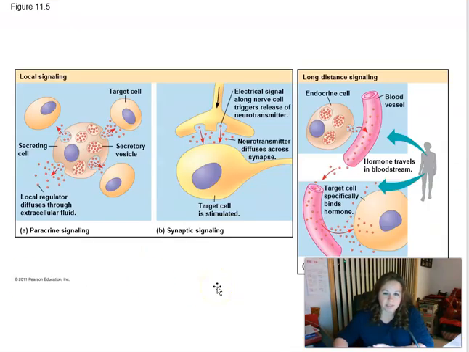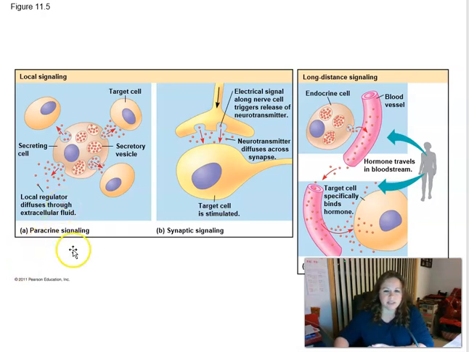If it does, then we would say that that cell is a target cell. Let's look at some examples here. This one right here is more local signaling. This is called paracrine signaling. And it's very similar to the endocrine system in using chemicals to signal cells, but in paracrine signaling, the signal is local. It's signaling cells that are very close to you. But in endocrine signaling, the signal usually travels a larger distance.